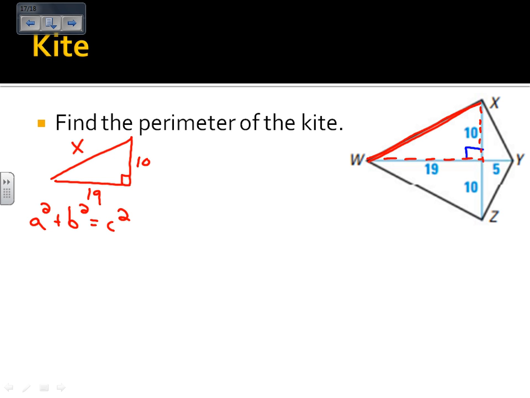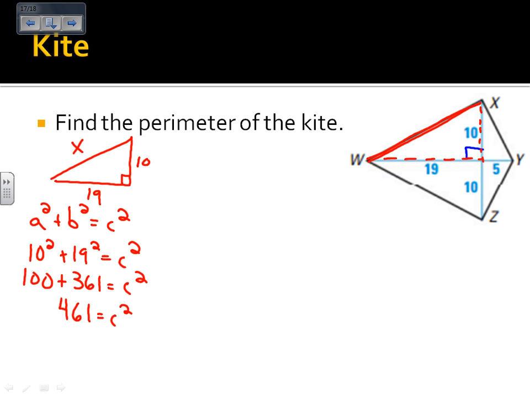Make sense? We don't have calculators today, but I'll give you some. So 10 squared plus 19 squared equals C squared. What's 10 squared? 100. Plus, anybody know 19 squared? 361 equals C squared. And then we just add those two together. 100 plus 361 is 461 equals C squared. What's my last step? Square root. So C equals the square root of 461.